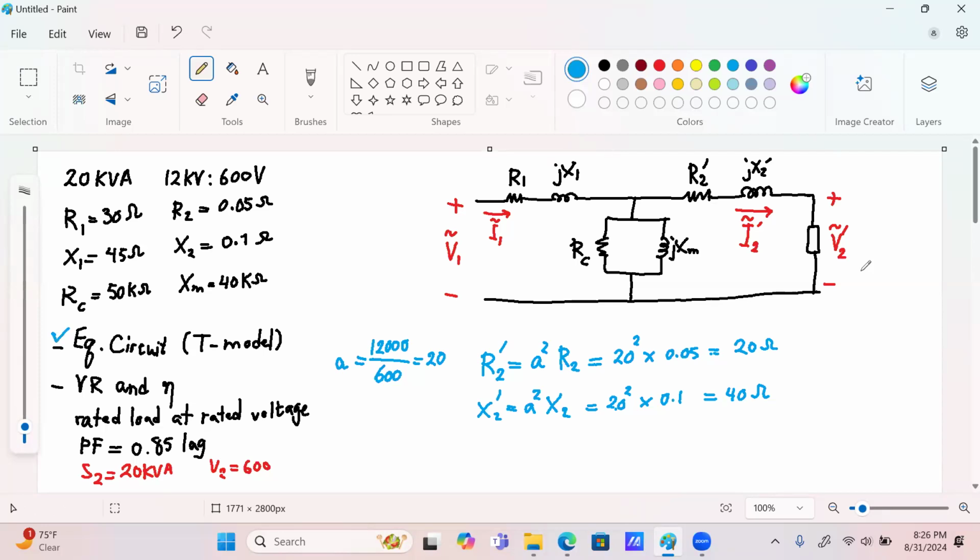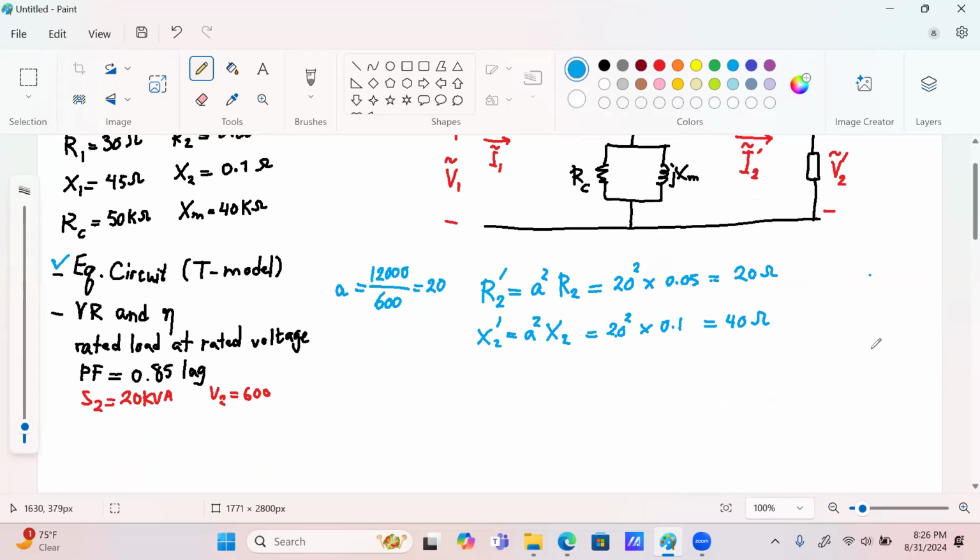So this is our equivalent circuit, and we have all the parameters that we need. Next, we would like to find the voltage regulation and efficiency. However, in order to do that, I have to know what my voltage is on the secondary side and what the current is on the secondary side. For this, I always go back to the problem statement. What do I have? Rated load at rated voltage at power factor of 0.85 lagging.